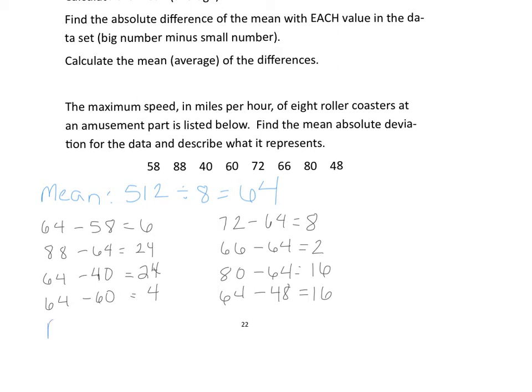Now we have to calculate the mean absolute deviation. So we're going to find the average of all of our differences. 6 plus 24 plus 24 plus 4 plus 8 plus 2 plus 16 plus 16 ends up being 100. There were 8 differences, so we divide by 8, and that's going to give us 12.5. So our mean absolute deviation is 12.5.